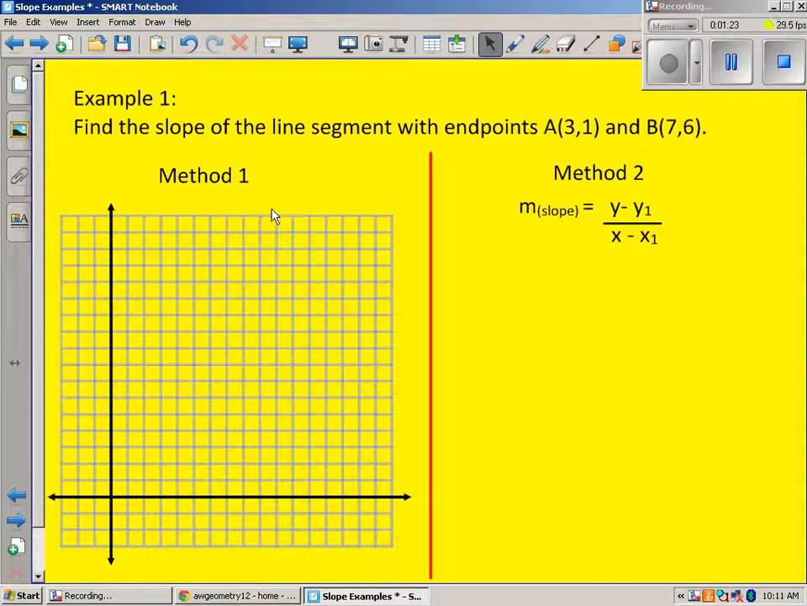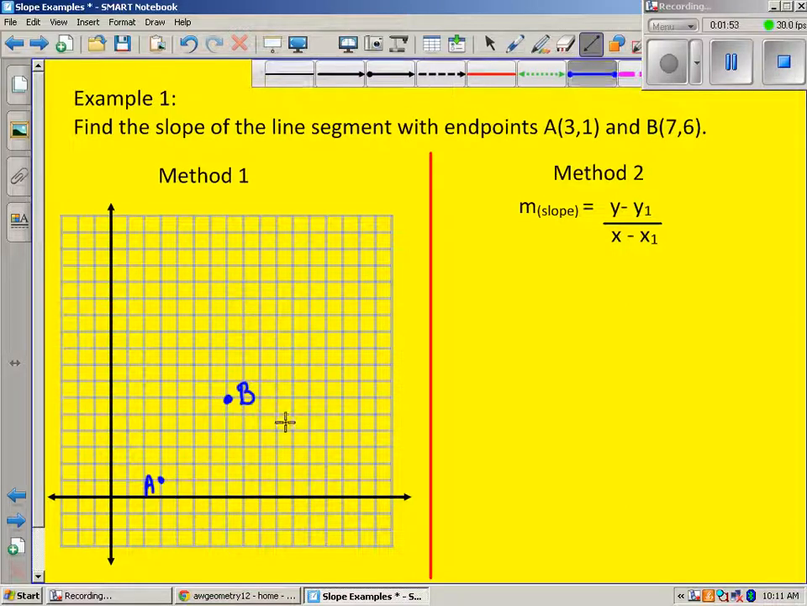So in my example today, I want to find the slope of a line segment with the given endpoints. And so first thing I'm going to do is plot those points. So A is 3 over, 1, 2, 3 over, and 1 up. So there's my A value. And my B value is 7 over, so 3, 4, 5, 6, 7 over, and 6 up. 1, 2, 3, 4, 5, 6. So there is B. So method 1 says, let's graph this line. So that's what I'm going to do. I'm going to get a nice little line here from point A to point B.